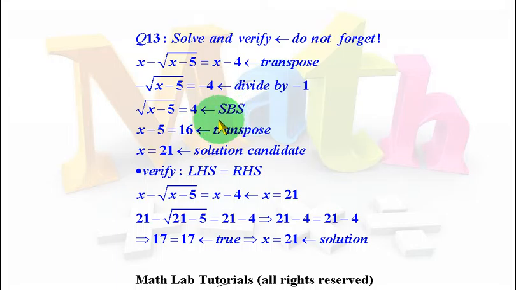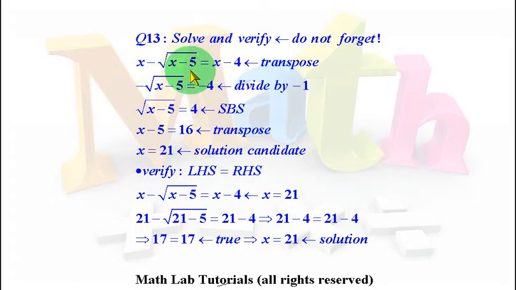Again, we square both sides at this point. When we square the left-hand side, we get x minus 5. When we square the right-hand side, we get 16. And then minus 5 gets transposed over to the right-hand side. And then we get x equals 21 as our solution candidate. So again, we need to verify that the left-hand side is indeed equal to the right-hand side.